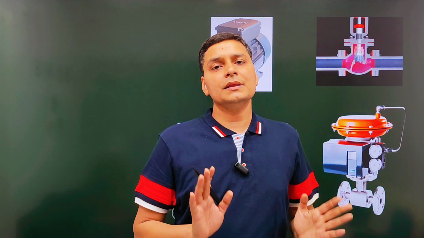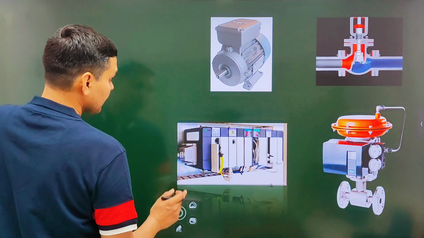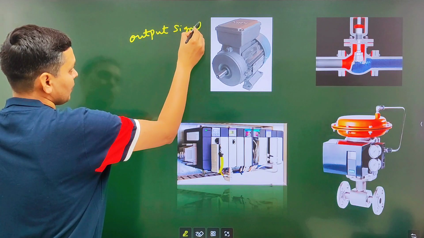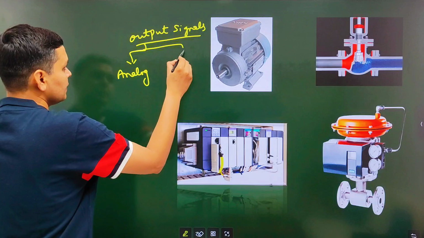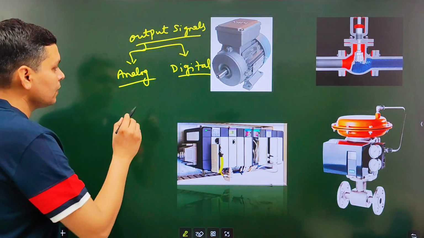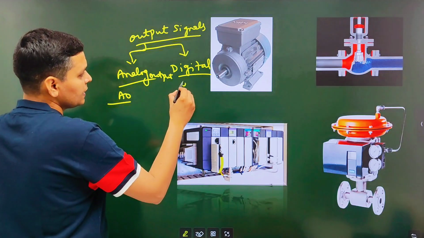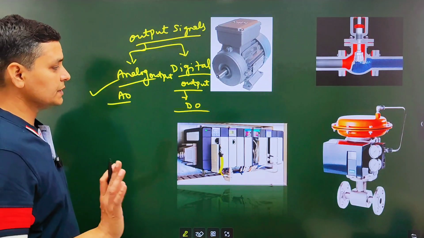Now, as in input signals there were two types of signals, similarly, there are also two types of signals in output signals. What are they? Output signals are also divided into two types. The first one is analog output and the other one is digital output. Analog output signal is also known as AO signal, and digital output signal is also known as DO signal. Now, first we will discuss analog output signals.